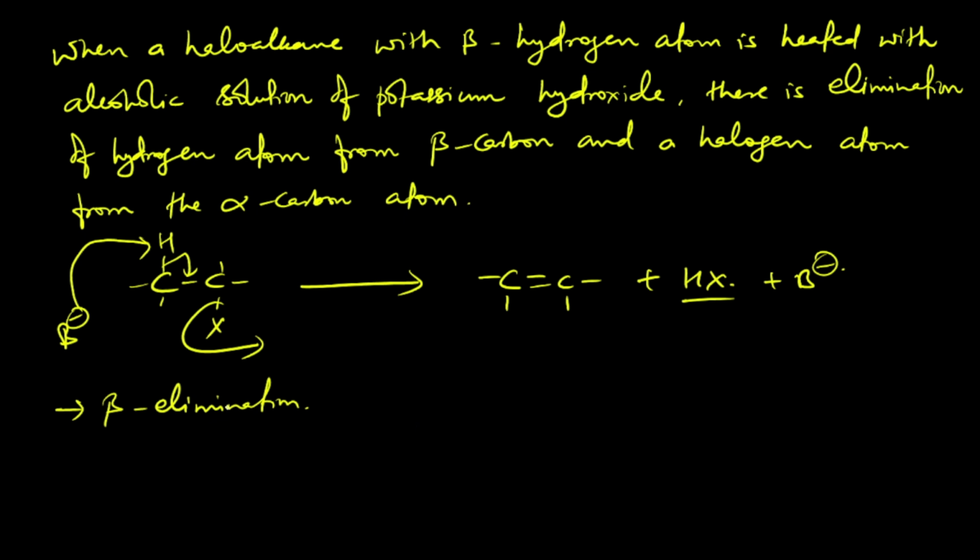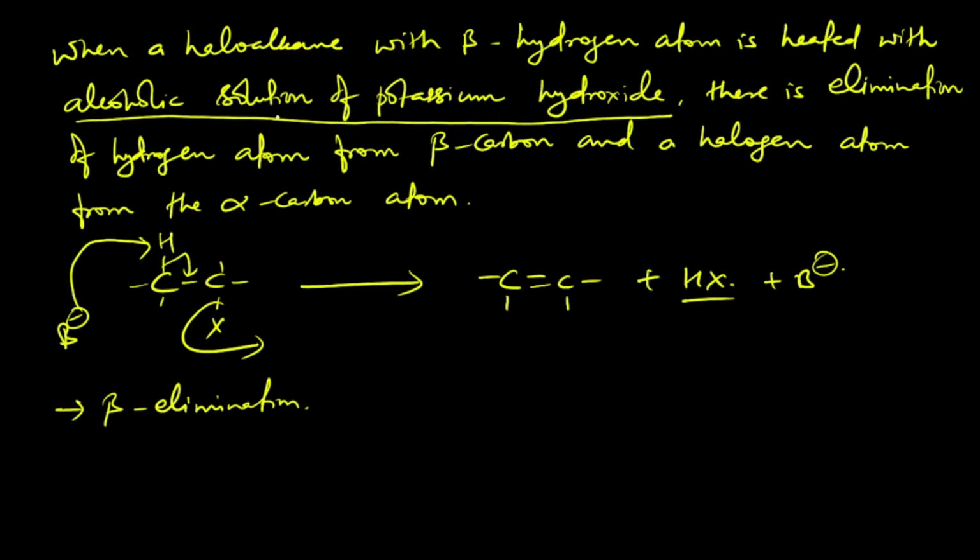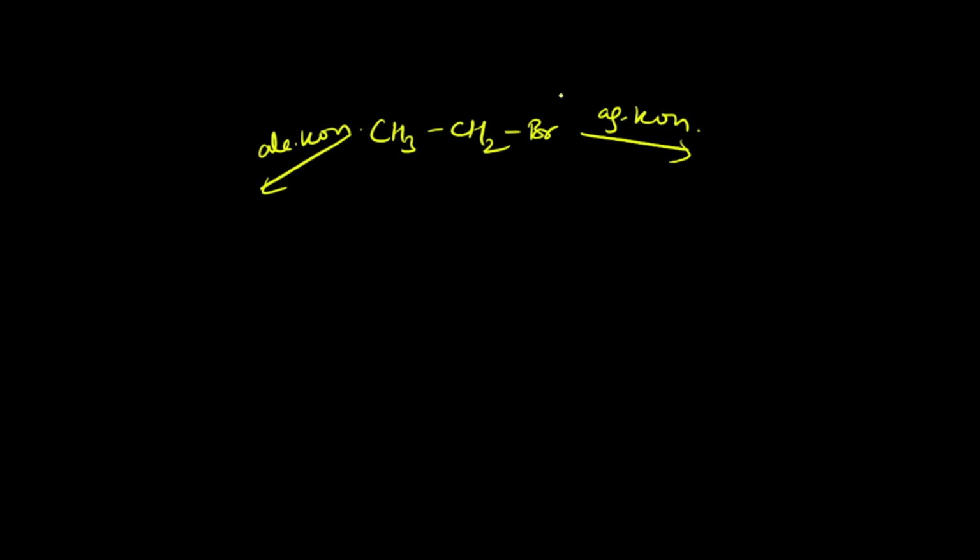So first let us see, here I have written alcoholic solution of potassium hydroxide. You have to understand what is alcoholic solution of potassium hydroxide. Suppose this is the reaction, CH3CH2Br. Now suppose you are taking aqueous KOH and alcoholic KOH. Here it is alcoholic, here it is aqueous KOH.